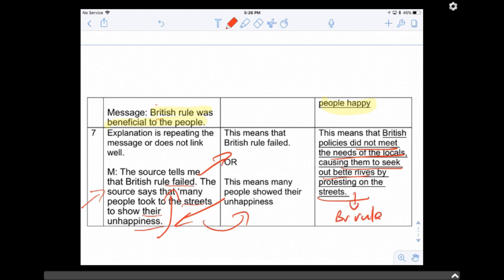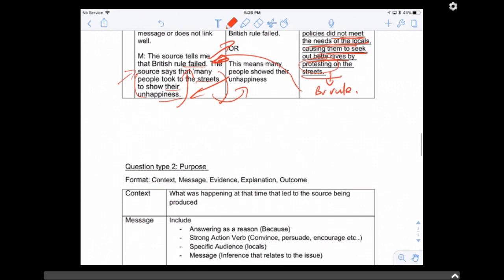So I repeat again: many people took to the streets to show their unhappiness. What exactly does this mean? It means that probably the reason why they took to the streets is because the British have not been meeting their needs, causing them to seek out better lives. How? By protesting. And so through this protest, I can see that British rule actually failed the local people. If not, they would not have protested. Alright, so this is inference 101. Make sure you do it properly.